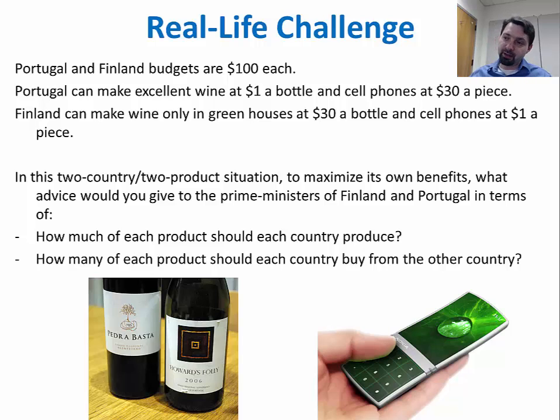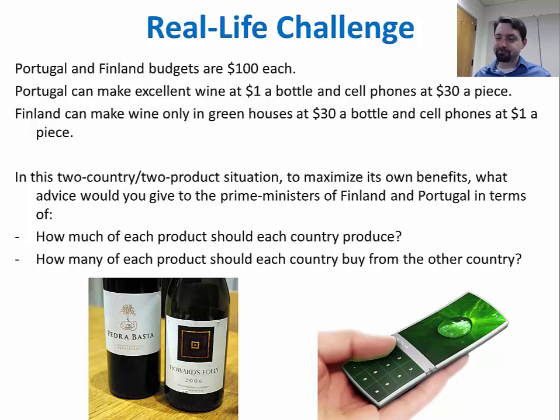They're not very good at making cell phones, so it costs them about $30 to make a cell phone. Finland, on the other hand, is a different country that is very good at making cell phones. They have the technology, but not very good at making wine because of the cold climate, grapes don't grow. So in Finland, it costs only $1 to make a cell phone, and it would cost them $30 to make a bottle of wine. Now again, imagine that you're hired by the Prime Minister of, let's say, Finland and asked, so should I trade? And if so, what should I sell?